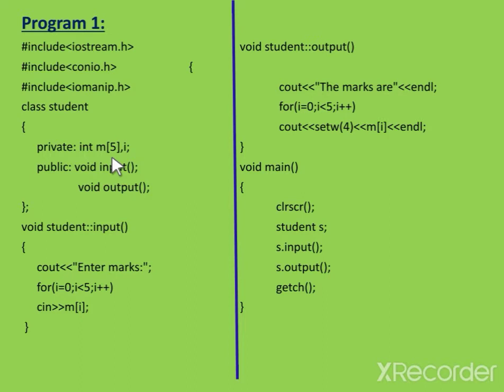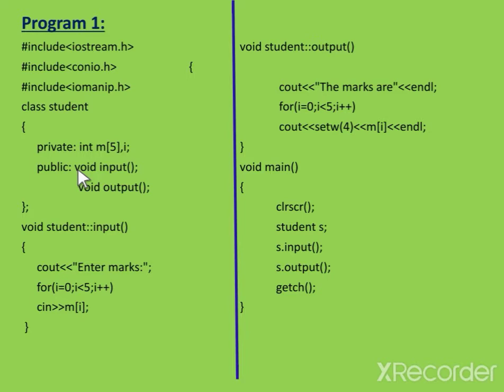The two member variables or data members, m with size 5 and i, one is an array variable, another one is a normal integer variable, cannot be accessed from outside the class. And the two member functions, input and output. Here the input function is used to input the marks and the output function is used to display the marks of students. They can directly access these two member variables.